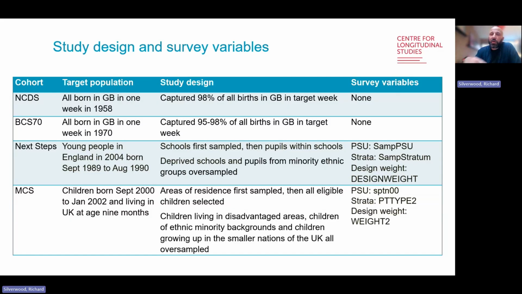And you can see in the final column there, I've listed the survey variables that you would want to account for in your analyses. So the primary sampling unit here is the schools, the strata, the different kind of population subgroups that were differentially sampled, and the design weight will re-weight individuals back to the population. And so there's information in each of the relevant user guides about how you would do that. MCS also has complex survey structure as described there. And again, there's documentation to help you account for that appropriately within your analyses.